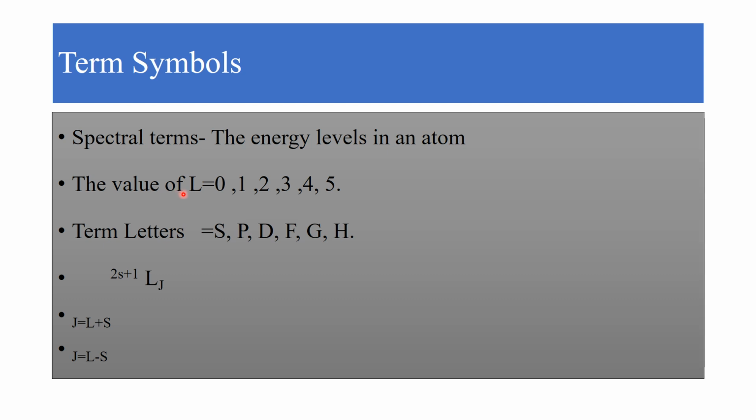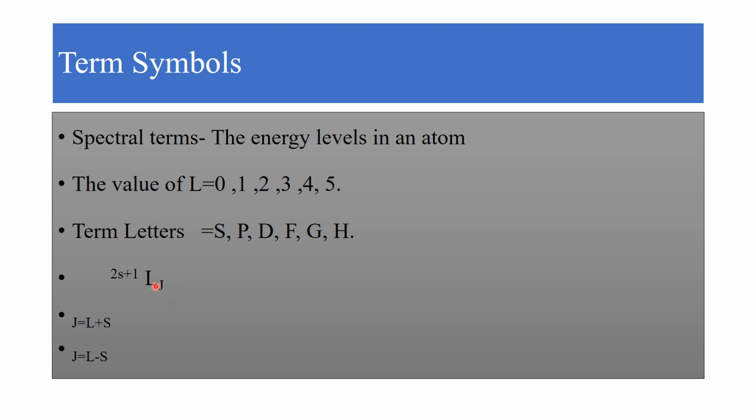The term letters S, P, D, F, G, H, etc. are used accordingly as the value of L in a particular atomic state is 0, 1, 2, 3, 4, 5, etc. When L is equal to 0, the term is S. L is equal to 1, the term is P. L is equal to 2, the term is D. L is equal to 3, the term is F, etc.